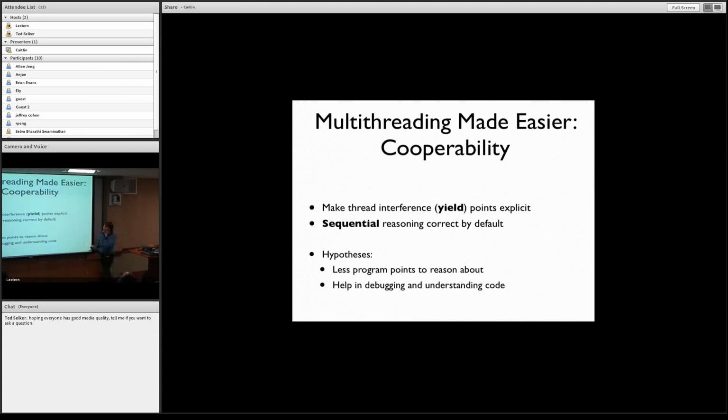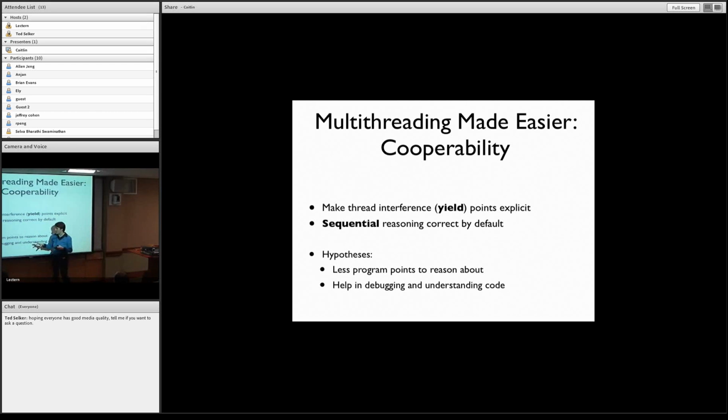All right. So instead, there's sort of a new methodology for thinking about thread interference. You want to make thread interference explicit by having yield points in your code. So these are the points where thread interference matters, basically, where if a context switch occurred, behavior could change only at these points. And now sequential reasoning is going to be correct by default because you know exactly which program points between two operations you need to worry about.